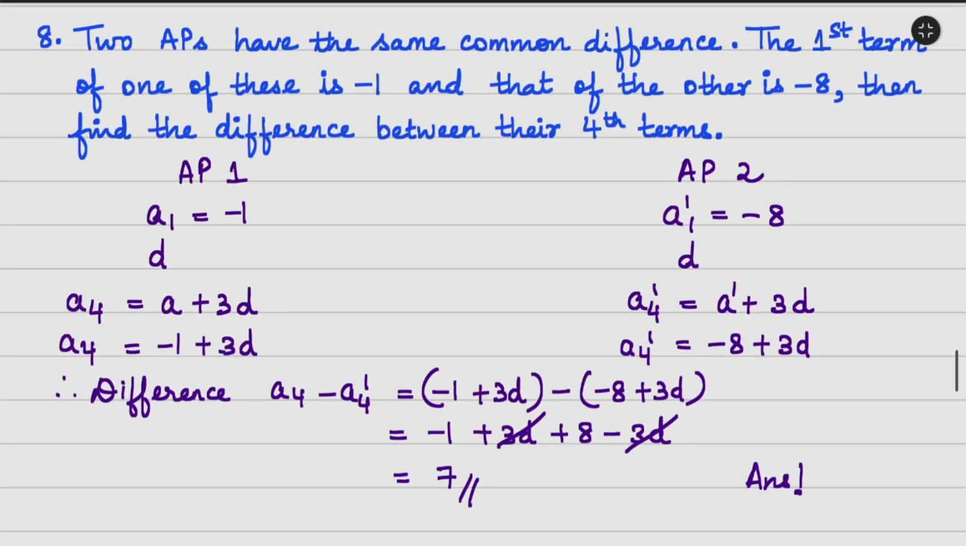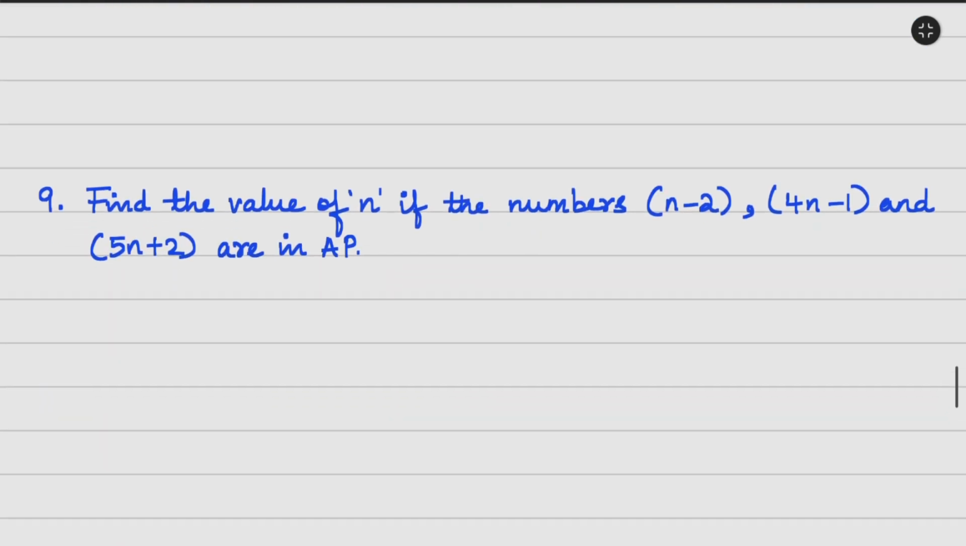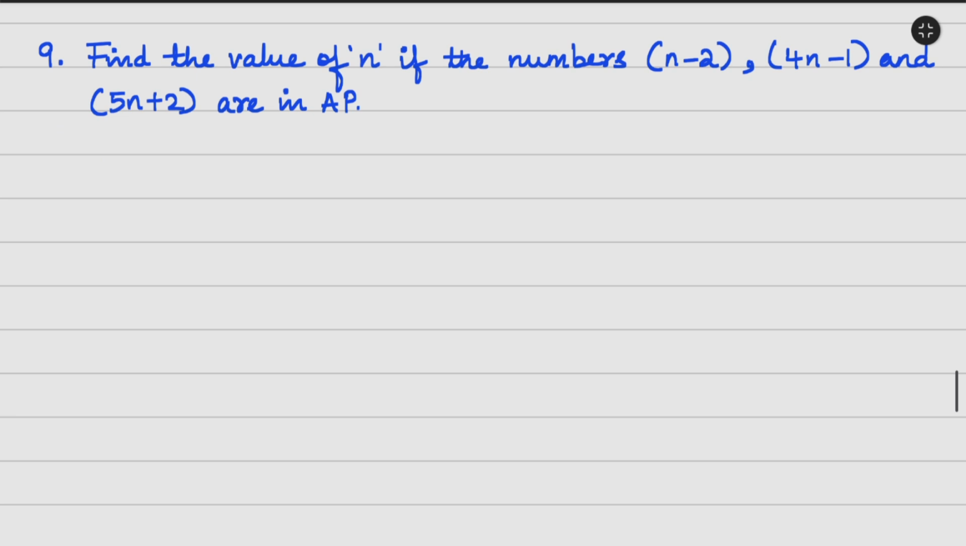So all of these questions are super important. Make sure you're practicing and doing it. Let's move on to one last question of today's daily practice. Find the value of n if the numbers n minus 2, 4n minus 1 and 5n plus 2 are in AP. You have to find the value of n, right?